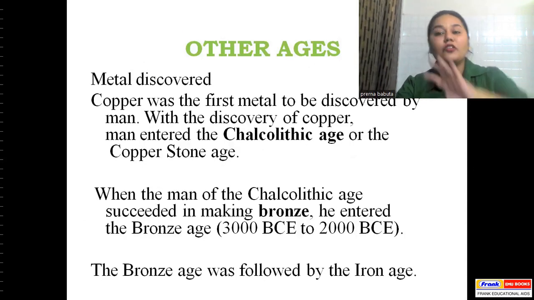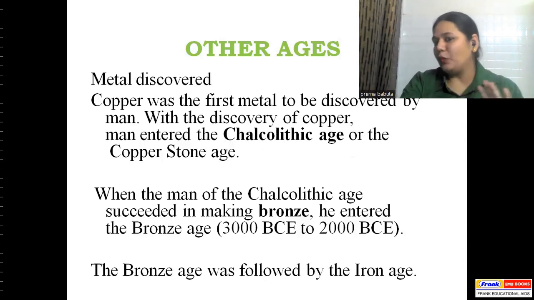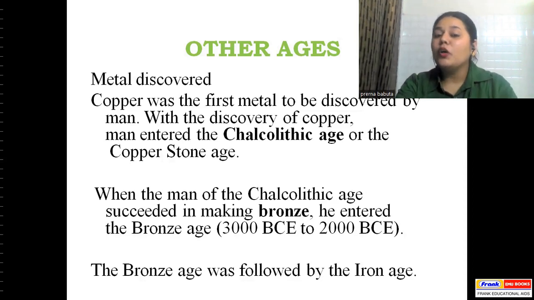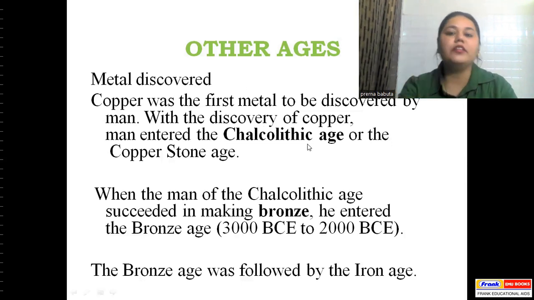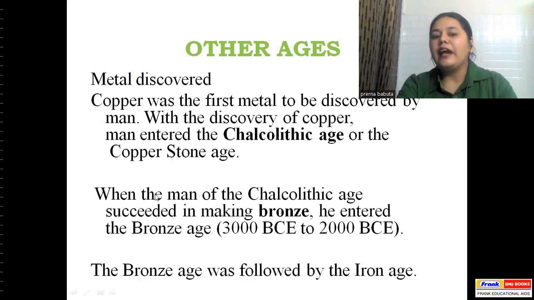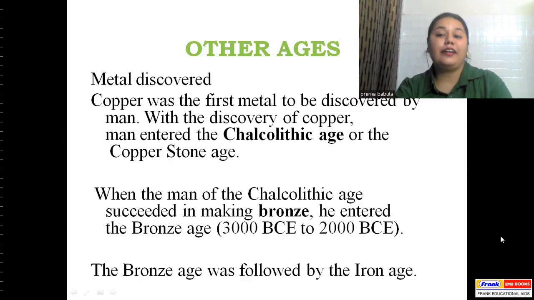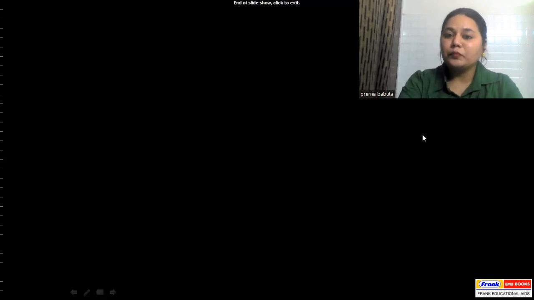Now, other ages. We talked about the Stone Age, and now, very quickly, we talk about the other ages. This was basically the Metal Age, which was the Chalcolithic Age. And why? Because metal was discovered. So the Chalcolithic Age, or the Copper Stone Age, came because metal was discovered. And when the man of the Chalcolithic Age succeeded in making bronze, he entered the Bronze Age. And after that, the last was the Iron Age. So you see how man has evolved in terms of the discoveries and the inventions he has made.